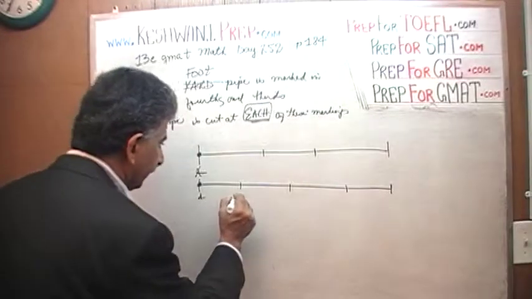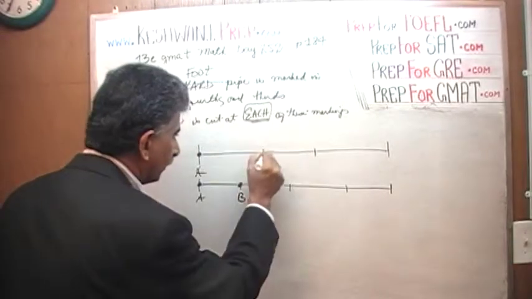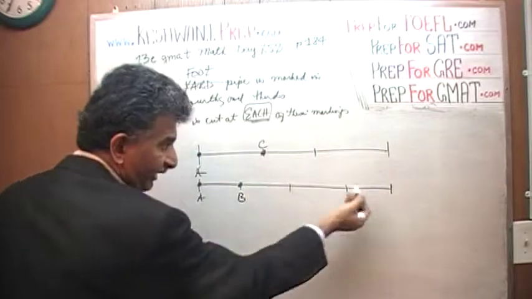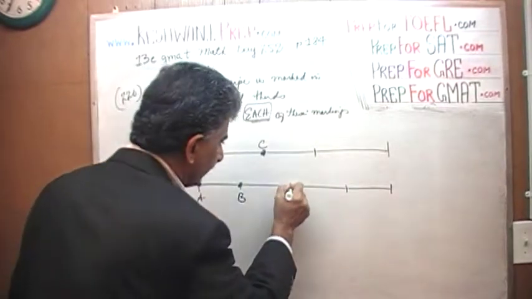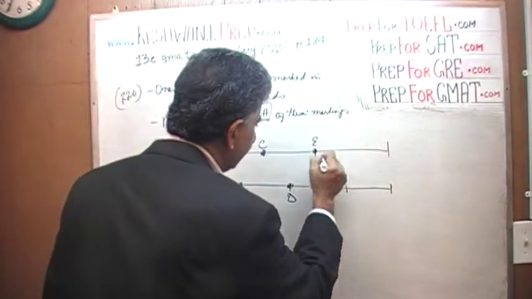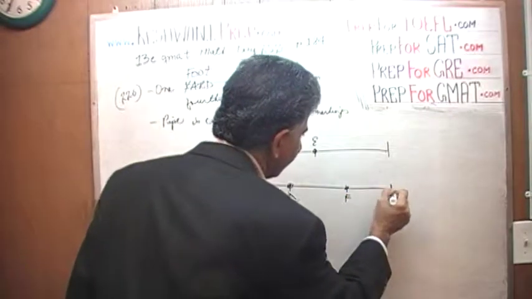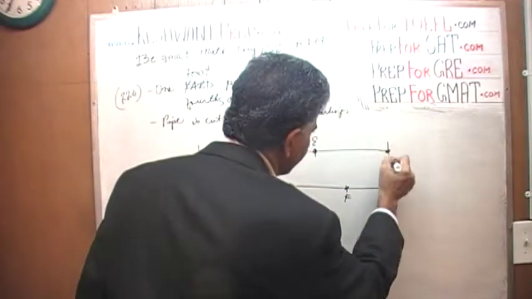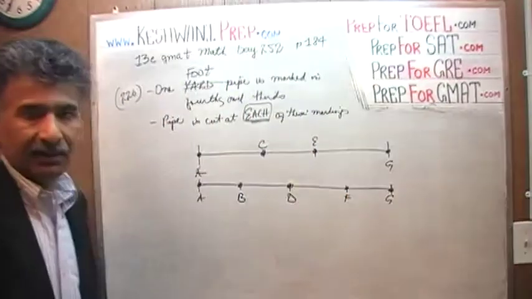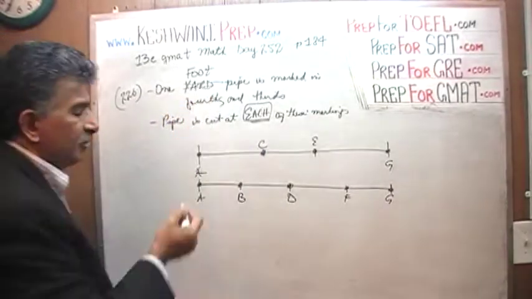This is point A. This is point B. We're going to mark them in sequence. C, because it's the same pipe. You understand? This is point D. This is point E. This is point F. And this is point G, which is the same as this point G. That's it. We're done. It's a 12-inch pipe.